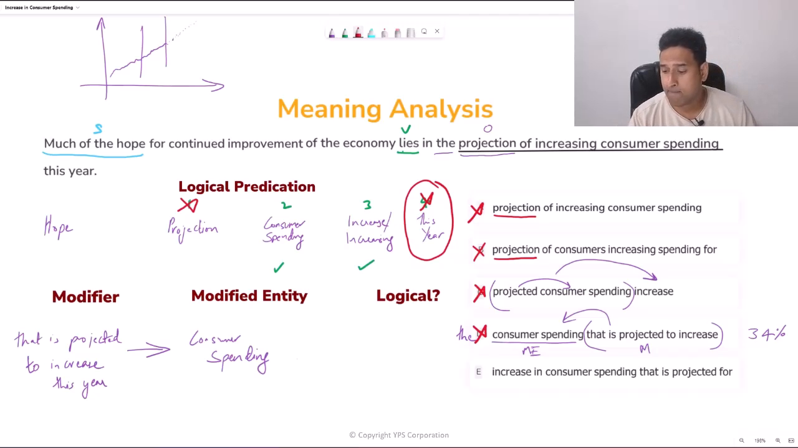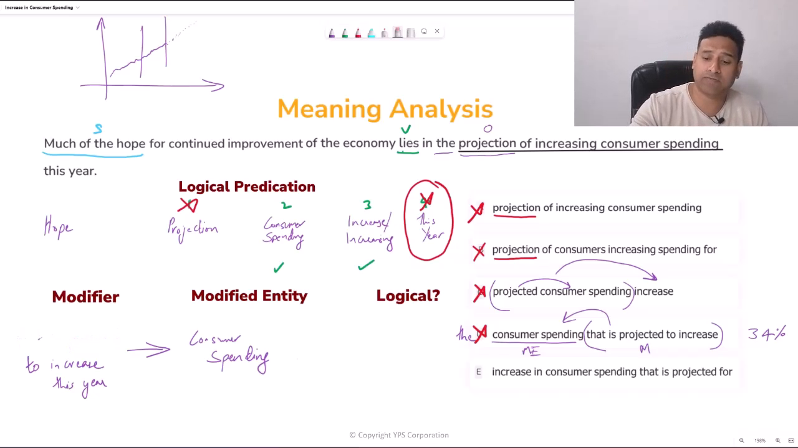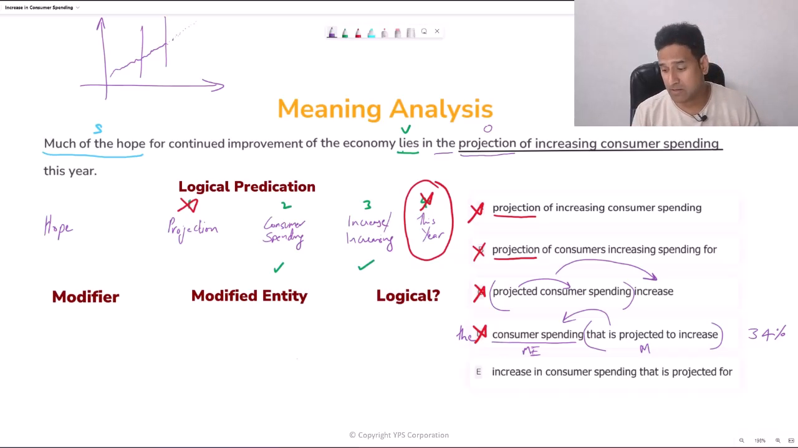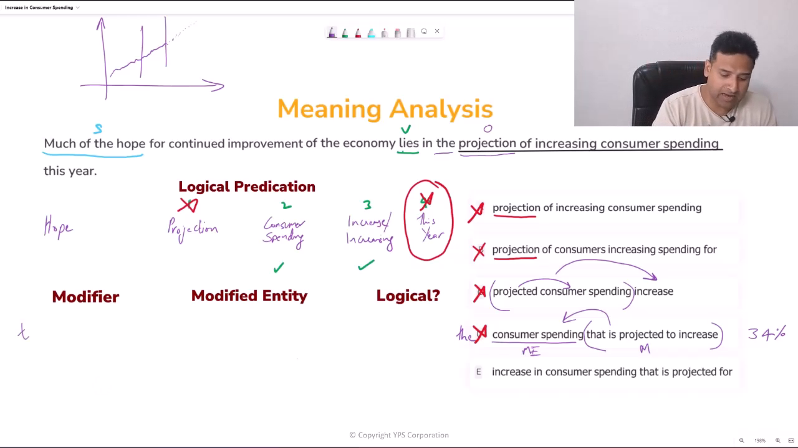All right. Now, let's get to the last and final answer choice E, and let's see how different E is. So let me get this out of the way. All right, so is E any better? And if it is, why is it better? Okay, so we see increase in consumer spending that is projected for. Once again, we have the modifier.